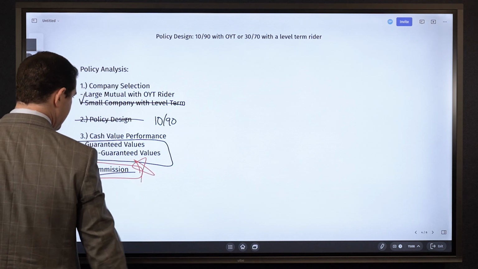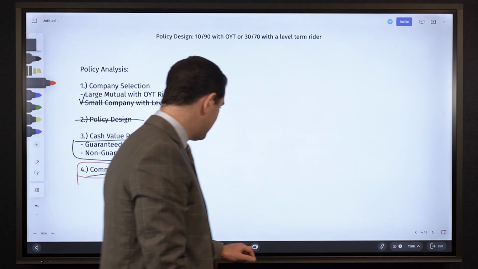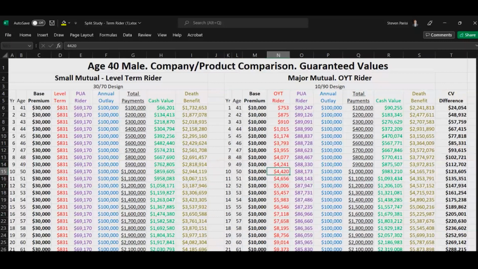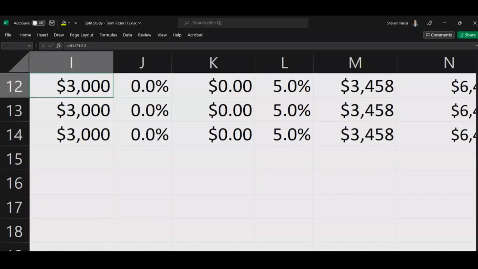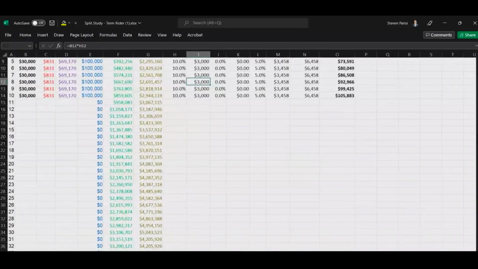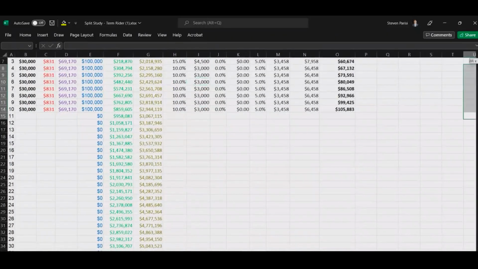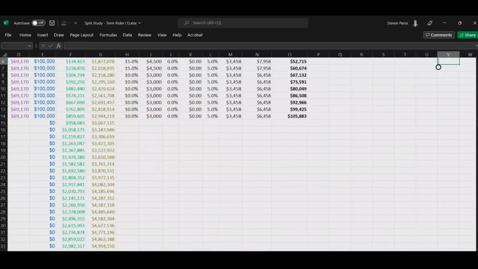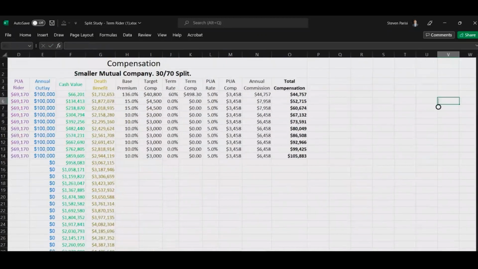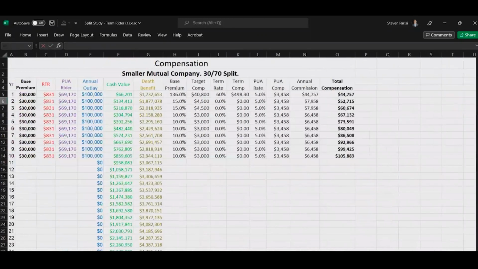This is what a lot of people are asking, what's the commission here? So let's take a look. As we look at the compensation, here is the smaller company with that 30/70 design. And this is based on the maximum commission rates. So if you're working with an agent who has been in business for a while and produced a decent amount, they will likely be at the highest rate.